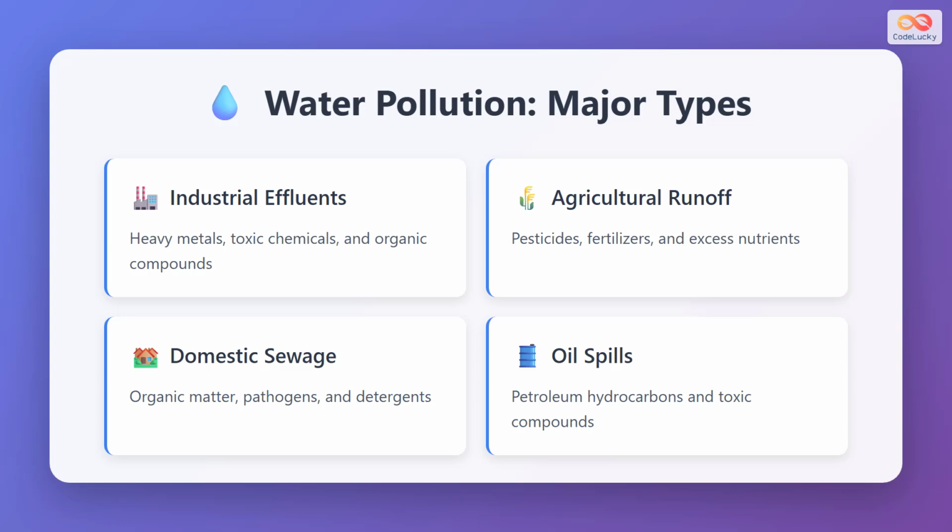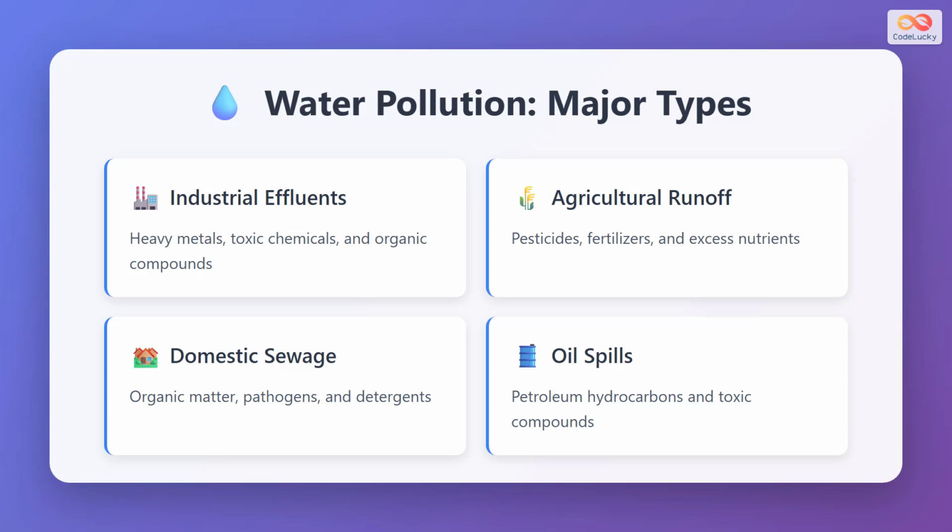Water pollution threatens our most vital resource through various sources. Industrial effluents discharge heavy metals like mercury, lead, and cadmium, along with toxic chemicals and organic compounds into water bodies. These substances are extremely harmful to aquatic life and human health. Agricultural runoff carries pesticides, herbicides, and fertilizers from farmlands into rivers and lakes. The excess nutrients from fertilizers cause serious ecological problems.